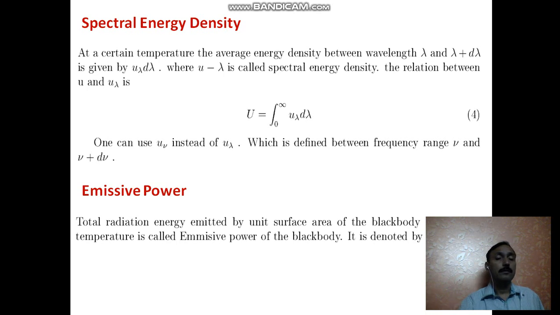Emissive power. The total radiation energy emitted by unit surface area of the black body at a certain temperature is called the emissive power of the black body. It is denoted by E. It will be used frequently for different derivation purposes. Here we will discuss later on.